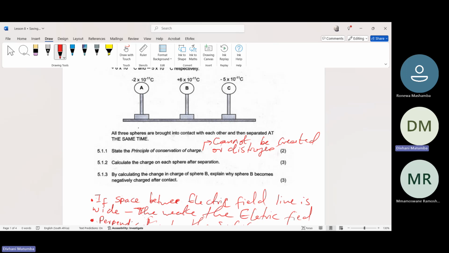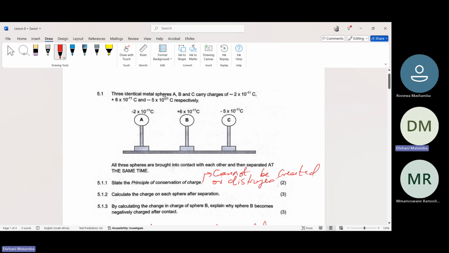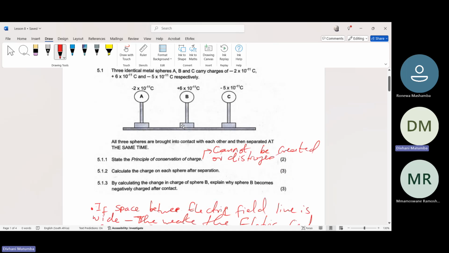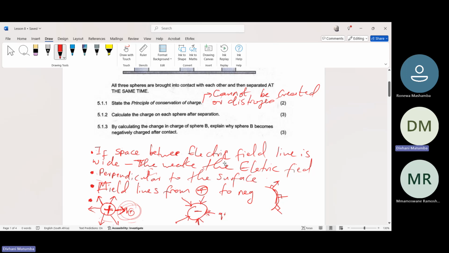Okay, calculate the charge. Let's see what the problem says. Three identical metal spheres, A, B, and C, carry the charge of minus 2 times 10 to the power of minus 11 coulombs, plus 6 times 10 to the power of minus 11 coulombs, and minus 5 times 10 to the power of minus 11 coulombs, respectively. All three spheres were brought into contact with each other and then separated at the same time. Calculate the charge on each sphere after separation. Ronel, how do we go about this one?